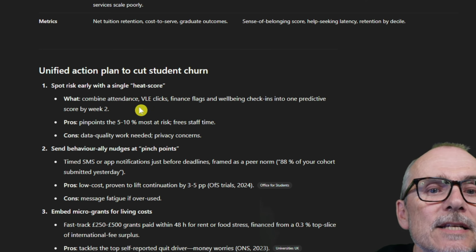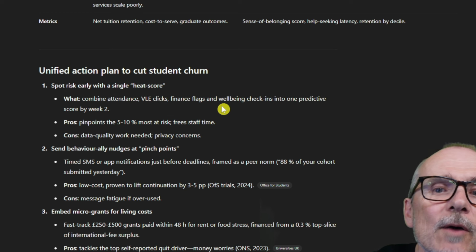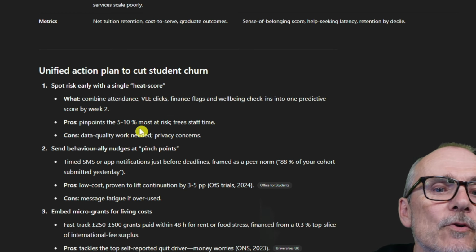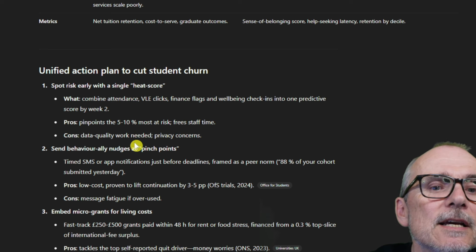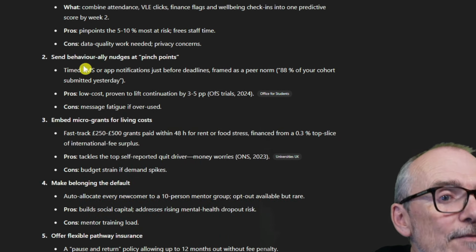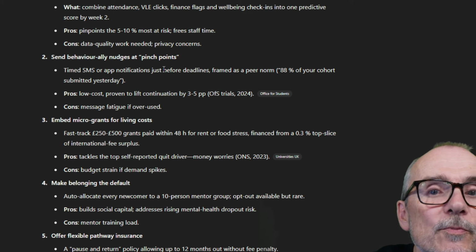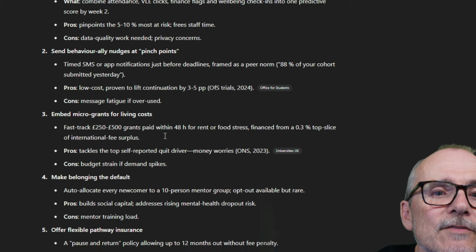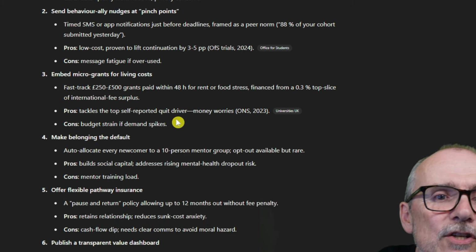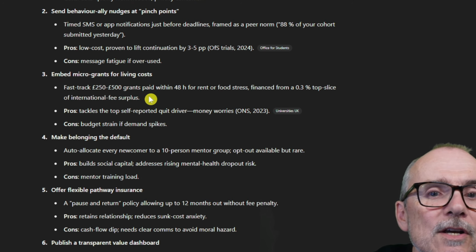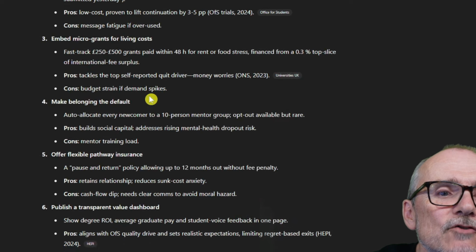So combine attendance, VLE clicks, finance flags, wellbeing checks, etc. into one predictive score by week 2. It pinpoints the 5 to 10% most at risk. Cons: data quality, work needed, privacy concerns. Send behavioural nudges at pinch points. So when it gets difficult, send a little nudge: stay on, well done, etc. Embed micro grants for living costs, or understand that living costs are an issue. So small grants paid within 48 hours of rent or food stress, etc.